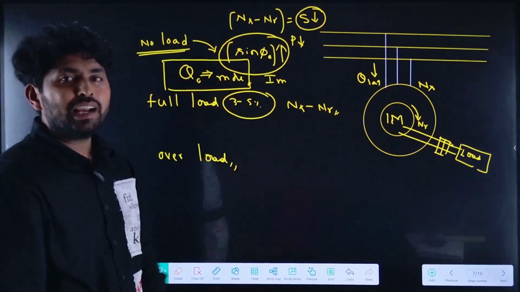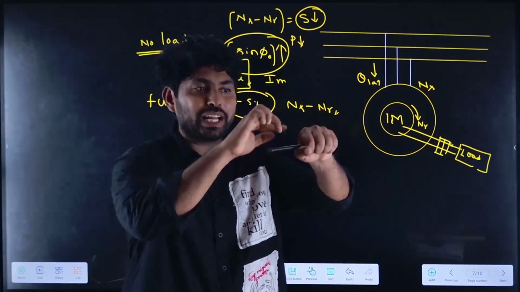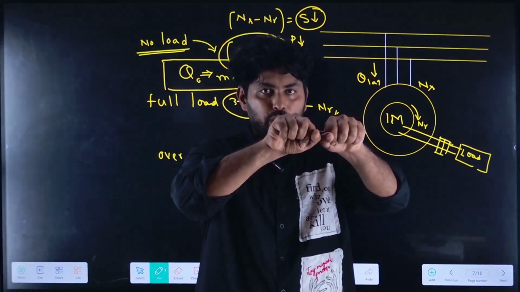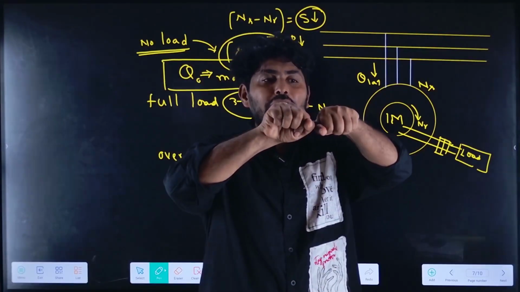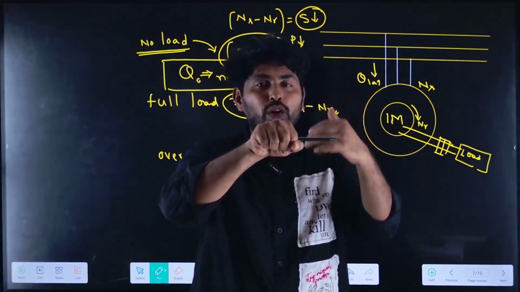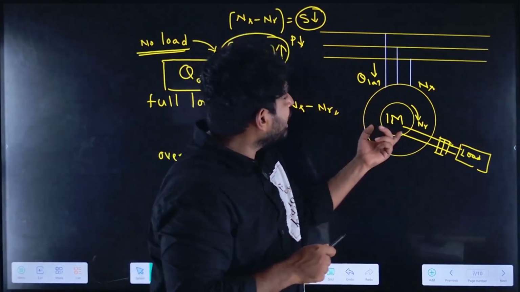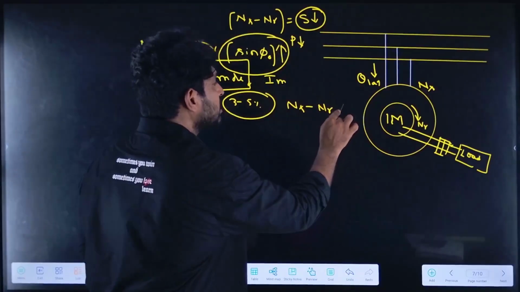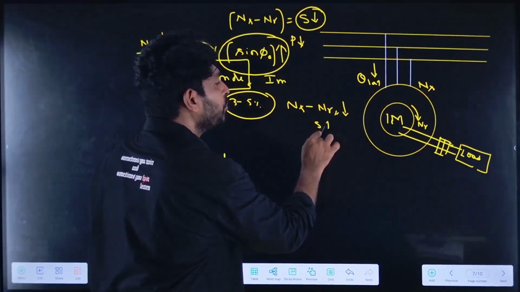NS minus NR. So now the induction motor is there, the rotor is there. Now I connected the load. So what happens if I apply the load? The rotor will slow down. So the rotor speed reduces, the slip increases.